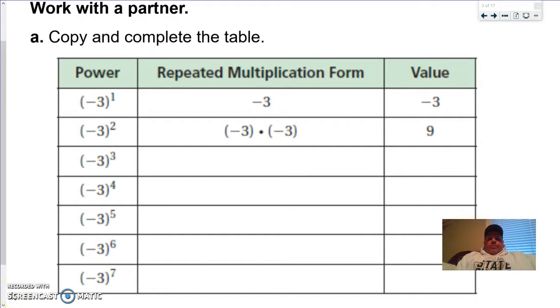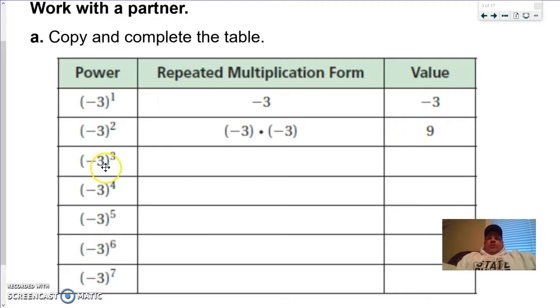So we are going to work on this table. We'll start it together and then I'll give you a little bit of time to do this together. So we have negative 3 to the first power, which means we have 1 negative 3, so that value is negative 3. In our second problem, we have negative 3 to the second power, which means we have 2 of the negative 3s, so we have negative 3 times negative 3, a negative times a negative is a positive.